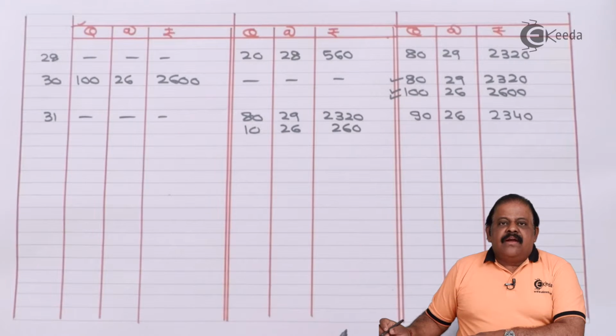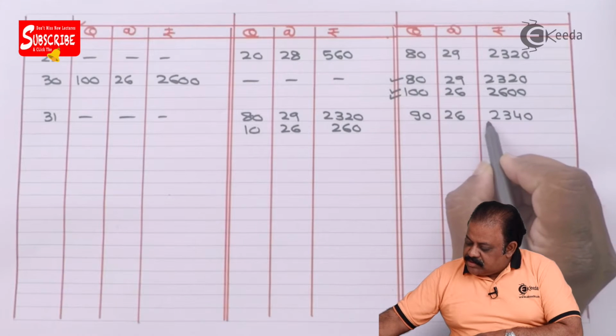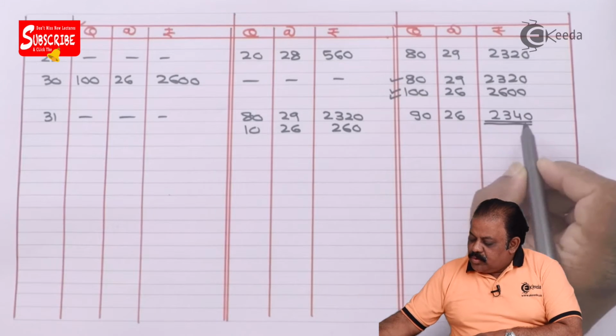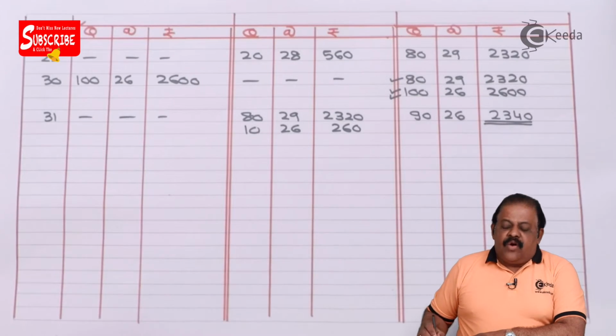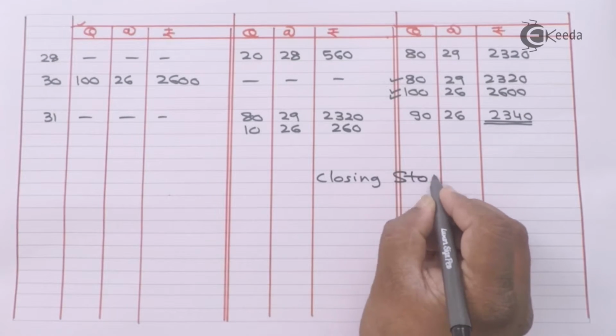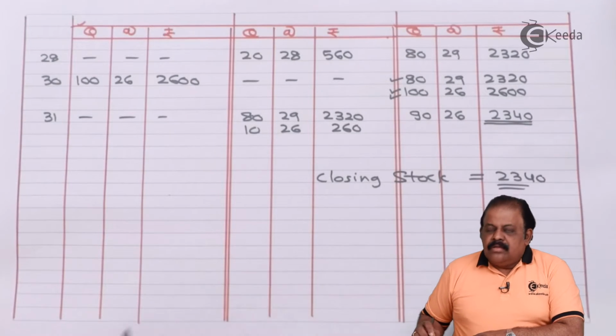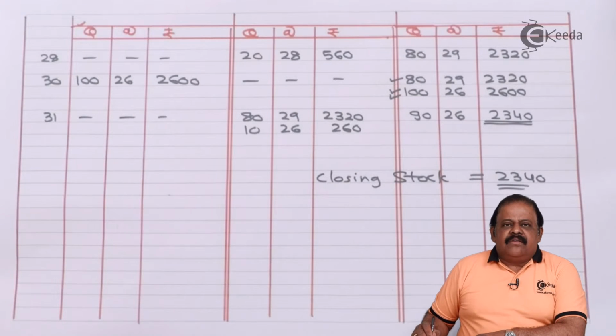So we have recorded all transactions which are given for the month. Now we can arrive at figure of closing stock. Here closing stock is valued at 2340. This is as per FIFO method.